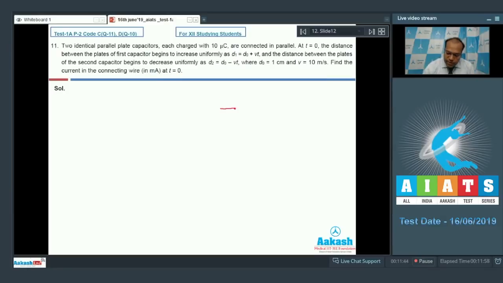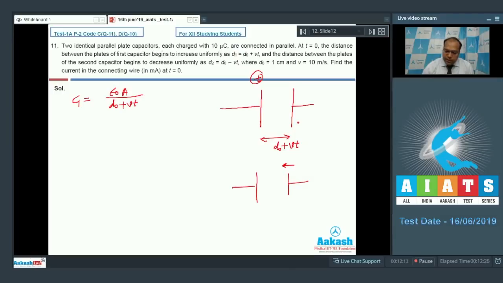So we have two capacitors. The charge on this capacitor is 10 microcoulomb, and at any time t, the separation between the plates is d0 plus Vt. So the capacitance C1 can be written as epsilon naught A divided by d0 plus Vt. Similarly, for the second capacitor, the separation is decreasing, and at any time t, the separation would be d0 minus Vt. So the capacitance C2 can be written as epsilon naught A divided by d0 minus Vt.